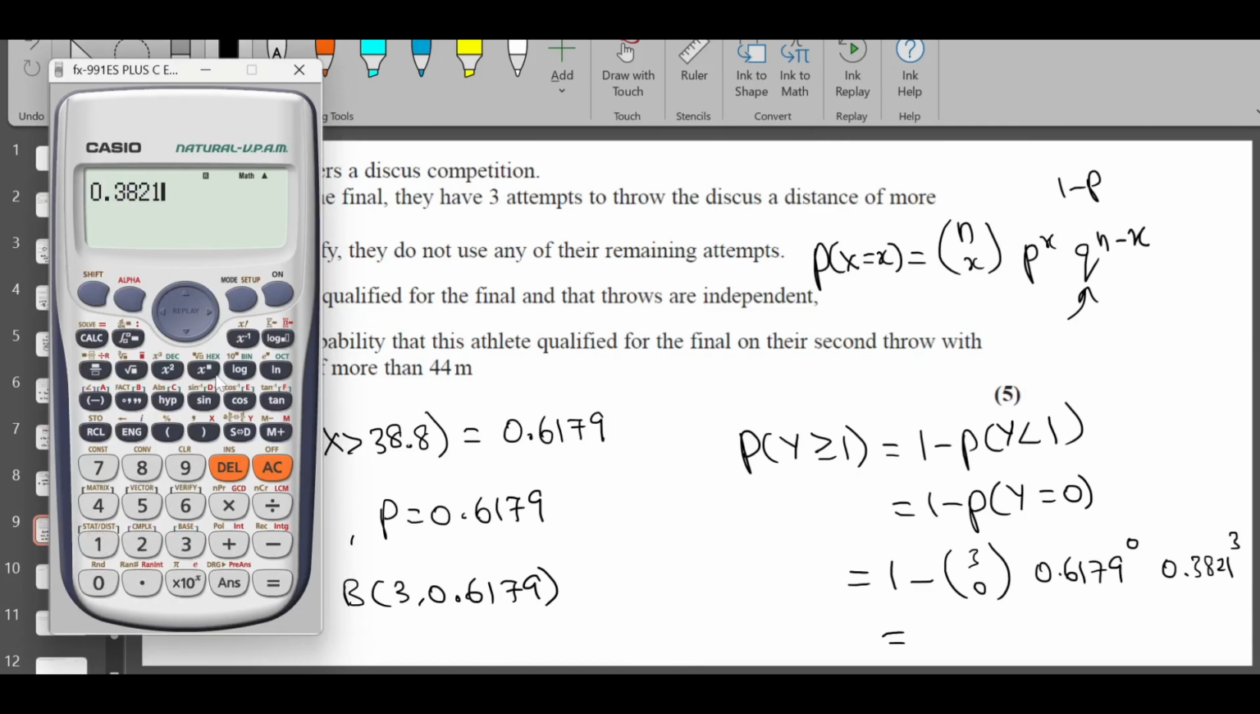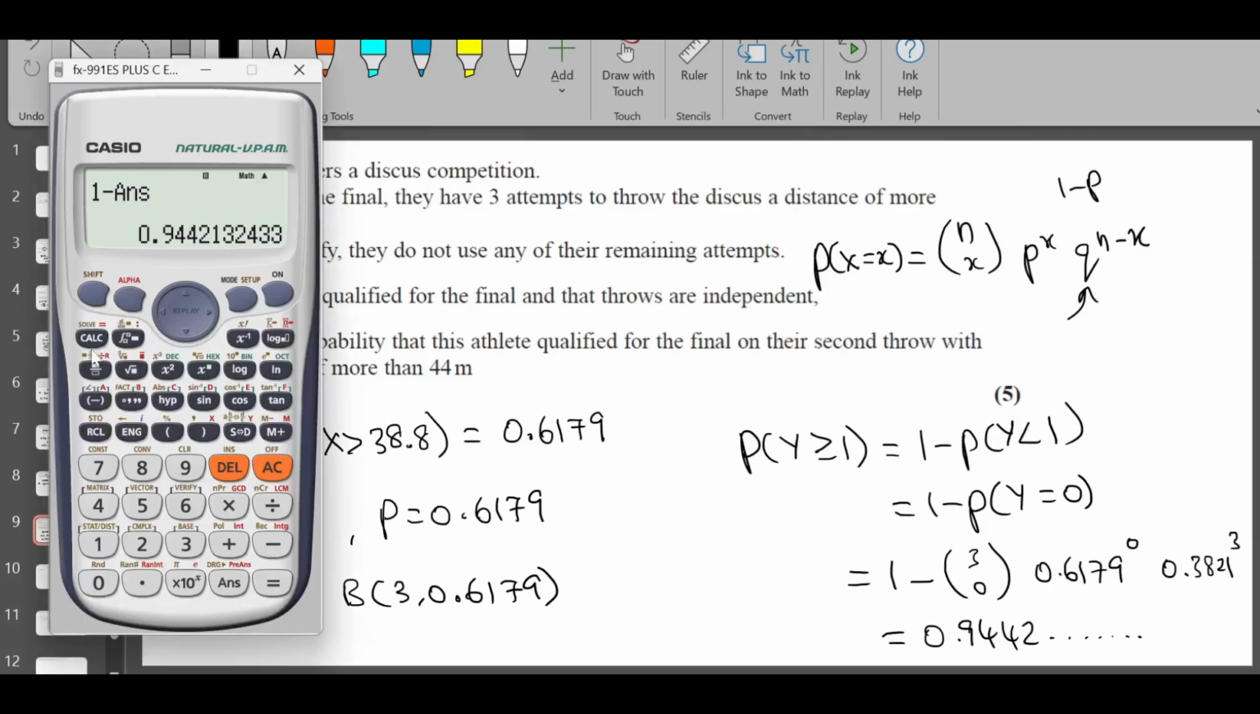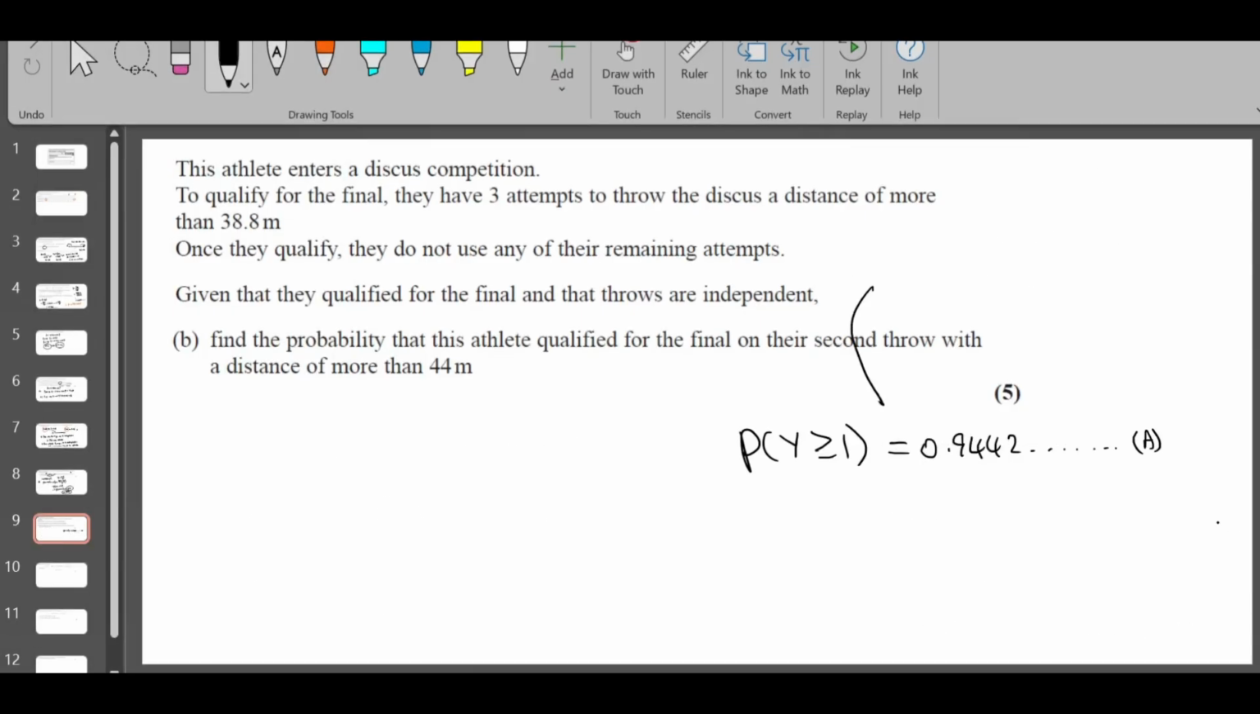0.3821 to the power 3, and then subtract the value from 1. We'll get 0.9442 etc. I'm gonna store this value as A, put a little reference here. Okay, we calculated this actually. This is the probability for the person to be qualified for the final.